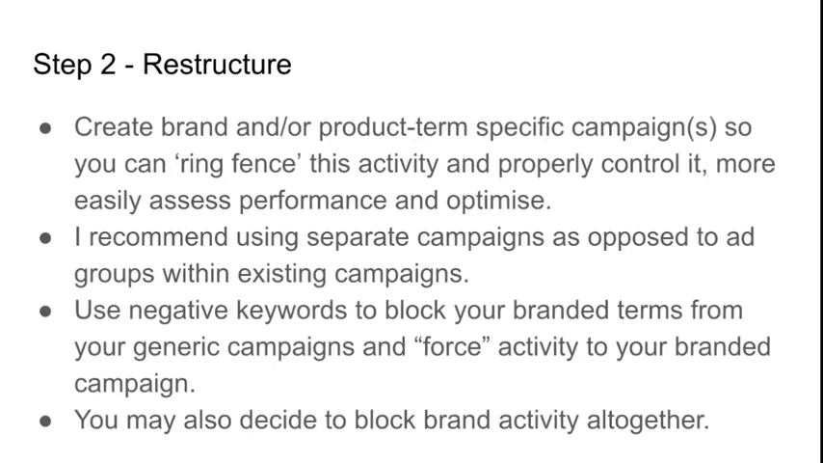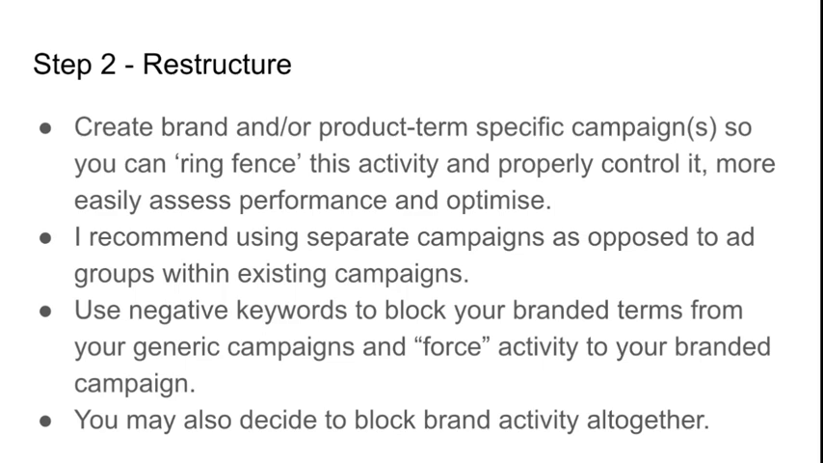So create brand and/or product term specific campaigns so you can ring fence this activity and properly control it, and more easily assess performance and optimize. It might be that it's only your brand name, like Acme Co or Apple or Microsoft, that is the problem here, not specific products like the MacBook or the Xbox or Legend Marathon shoe, in which case you just need to have a brand name campaign. And I recommend using separate campaigns as opposed to an ad group within an existing campaign, just so you can really ring fence this properly.